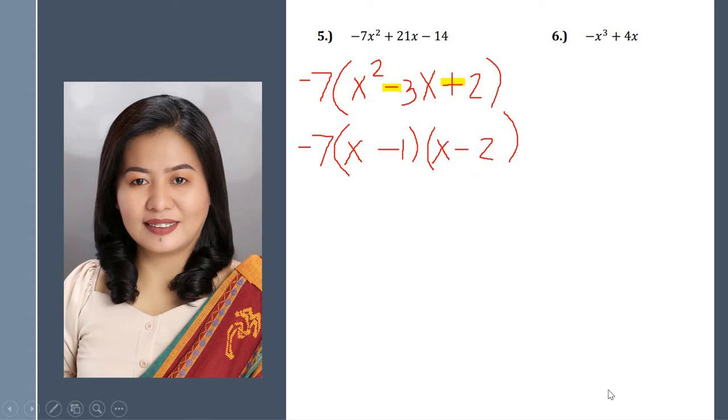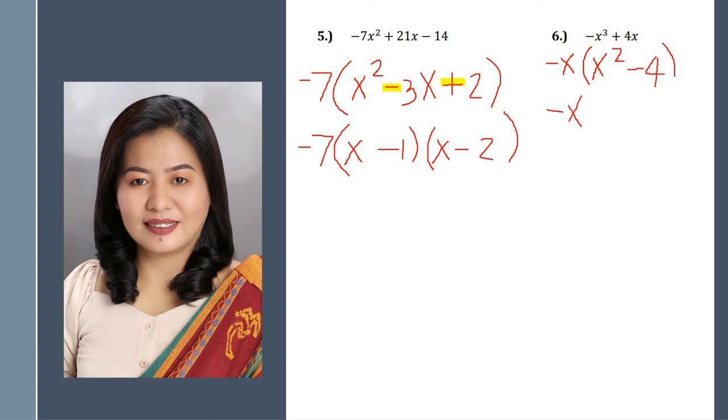Number 6, you have negative x cubed plus 4x. X is a common factor, but I want to take the negative, so I will have to make that negative x so that the quotient of negative x cubed and negative x will be positive, which is x squared. And 4x divided by negative x is minus 4. So if you look at the second factor, it will tell us that we have a difference of 2 squares. So we can factor further.